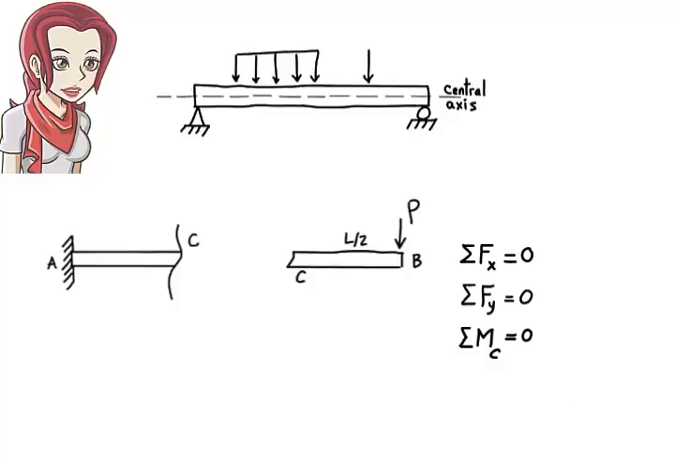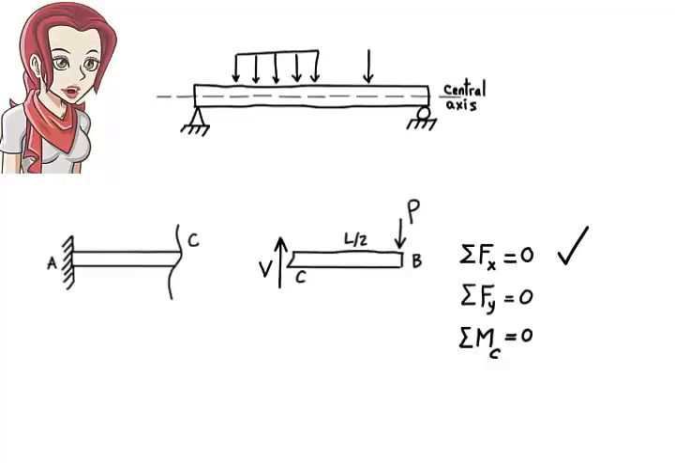The first equation here is automatically satisfied, since there are no applied loads in the x direction. But how do we satisfy the second and third equations? A downward force P is applied to the right end of the segment. To satisfy the second equation, therefore, there must be an upward force at point C equal in magnitude to P in order for the sum of the forces in the y direction to be 0. This upward force, labelled V on the diagram, is called the shear force. It is one of the internal forces in the beam.